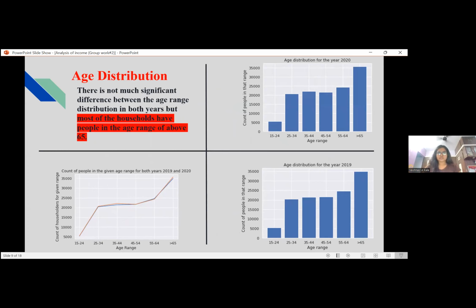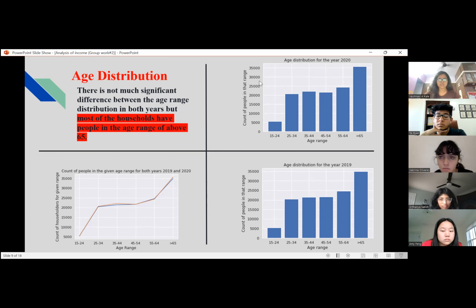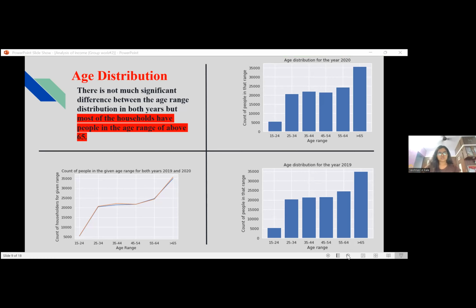As we look at the age distribution data for both years and also the overall graph, we see that there is not much significant difference in the age range distribution in both years, but most of the householders are people in the age range of above 65, which also indicates that people become financially stable as they grow older, and also that most of the householders are senior citizens, indicating that household rates are high. Next slide, please.